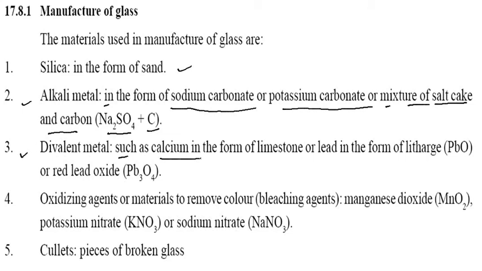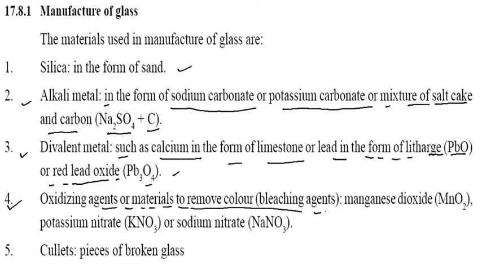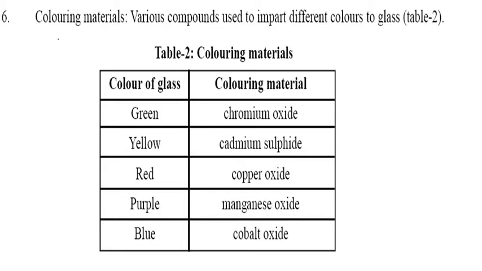Now, third one, divalent metal such as calcium in the form of limestone, lead in the form of litharge, that is PbO, and red lead, that is Pb3O4. Now, fourth one, oxidizing agents or materials for removing color, such as bleaching powder. Then manganese dioxide and potassium nitrate or sodium nitrate. Now, cullet is broken glass pieces. Cullet pieces are added so that melting happens easily. And some substances are added for coloring, that is the sixth point.